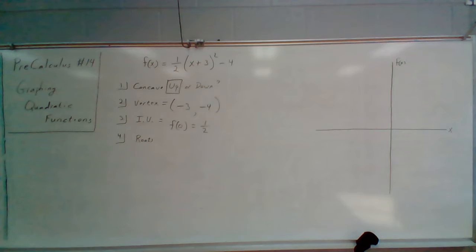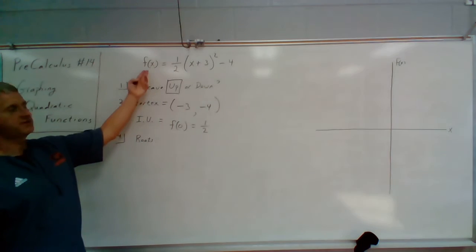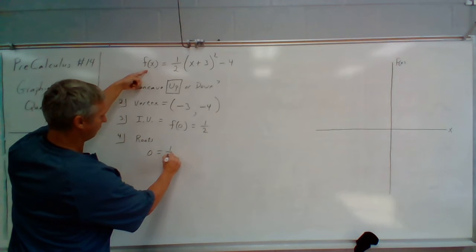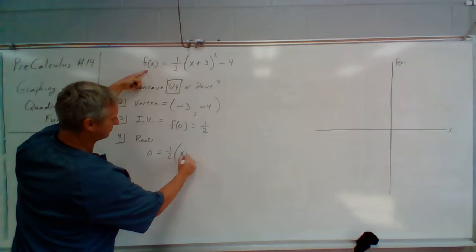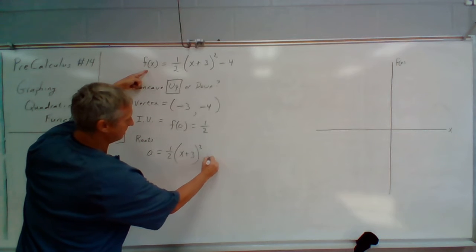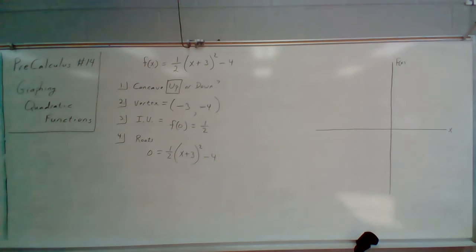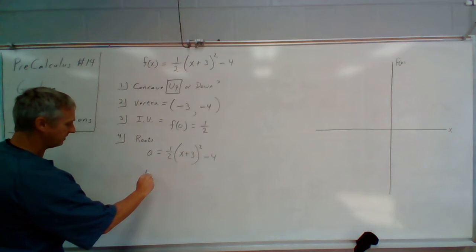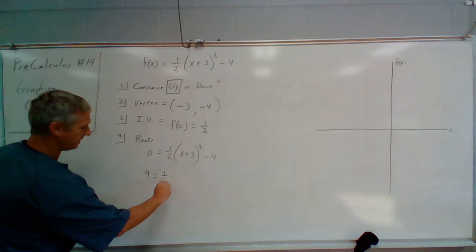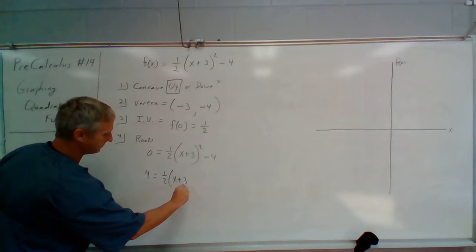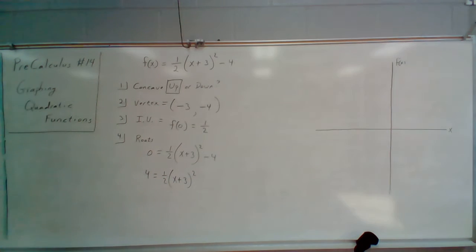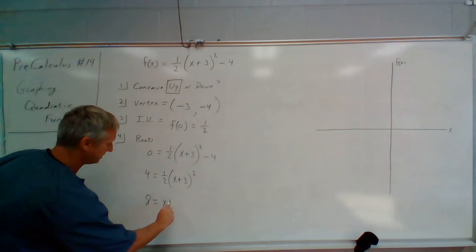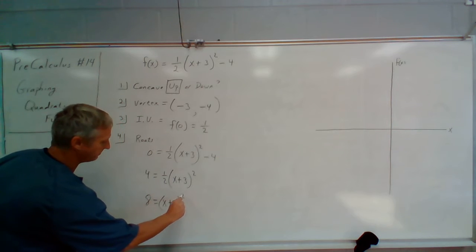My roots, so if I want a root, that's the x-intercept, I'll plug 0 in for y. So 0 is equal to 1/2 times (x plus 3) squared minus 4. To solve that, I will add 4 to both sides. 4 equals 1/2 times (x plus 3) squared. To get rid of the 1/2, I'll multiply both sides by 2. So 8 is equal to (x plus 3) squared.